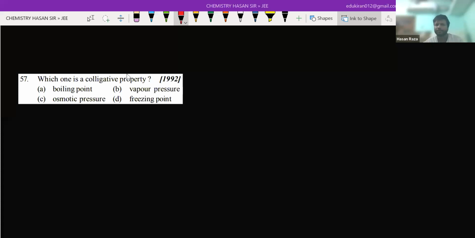Can you repeat your answer, Faiza? The question is right. Yeah, boiling point is not. Elevation in boiling point is a colligative property. Alone, separately, boiling point is not a colligative property. Vapor pressure is also not a colligative property, but relative lowering in vapor pressure is. Freezing point is not a colligative property, but depression in freezing point is. Osmotic pressure is a colligative property.